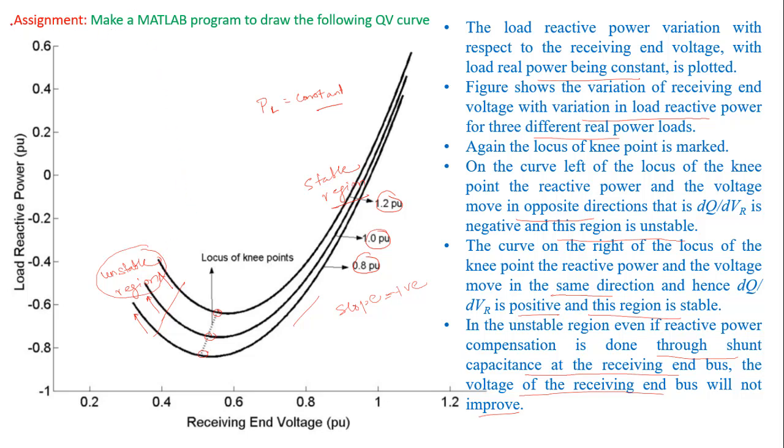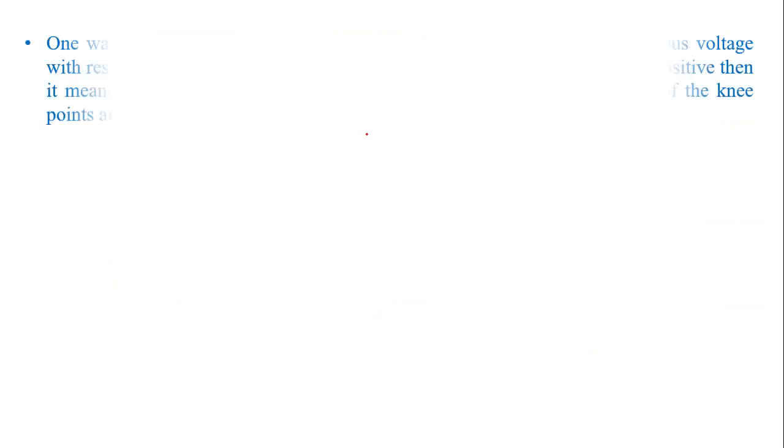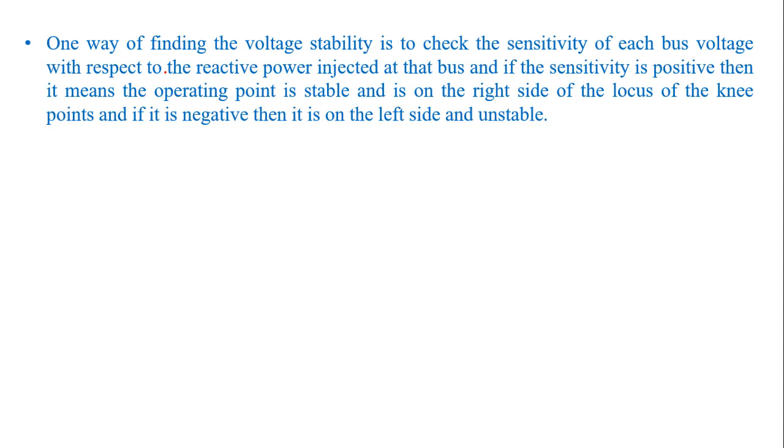So here is another take home assignment. We can make a MATLAB program to draw the following QV curves. Keeping the real load power constant, we can plot the load reactive power versus the receiving end voltage. So one way of finding the voltage stability is to check the sensitivity of each bus voltage with respect to the reactive power injected at that bus. So through the sensitivity method we can check the stability.